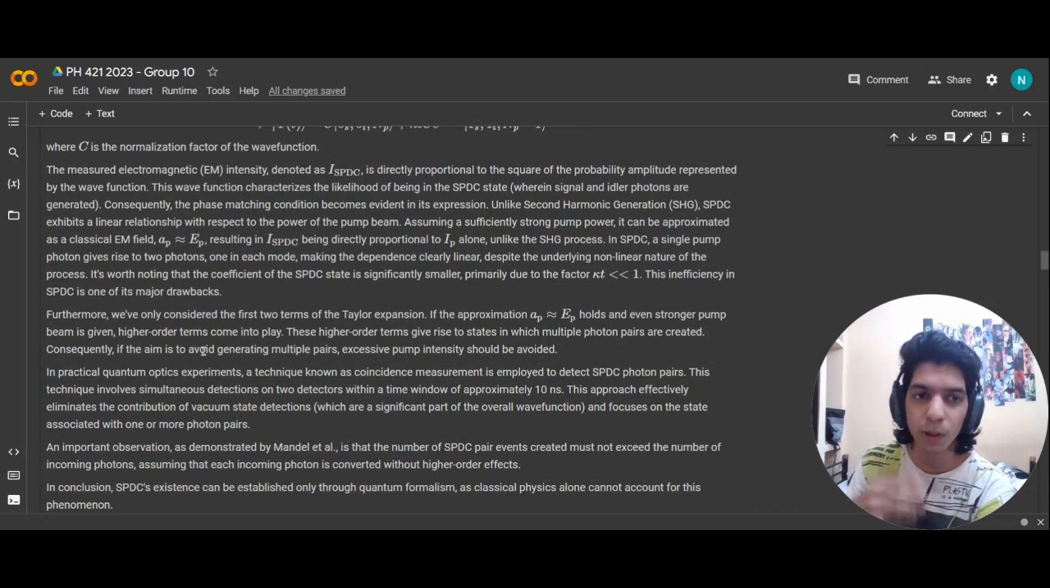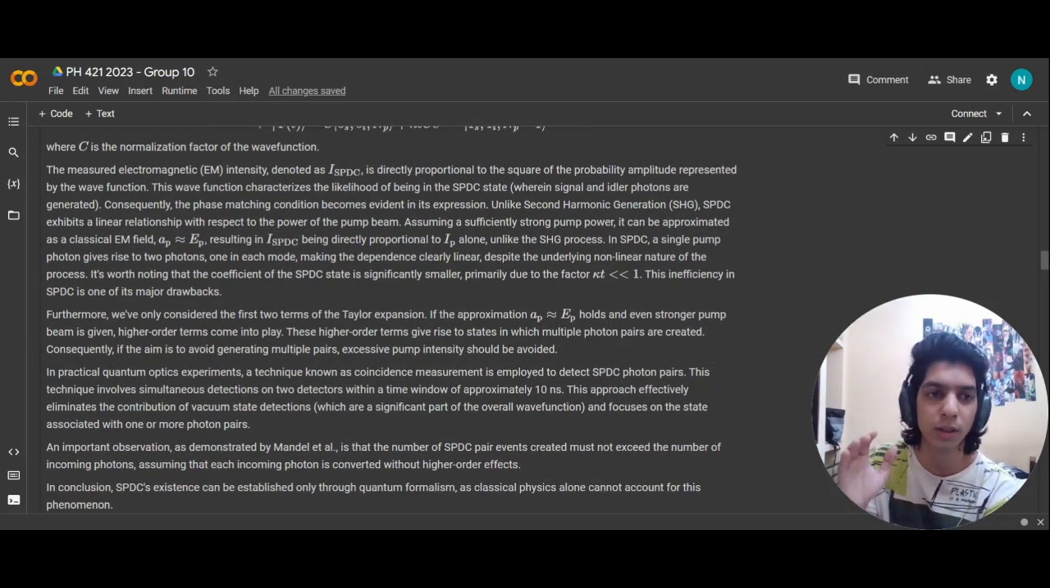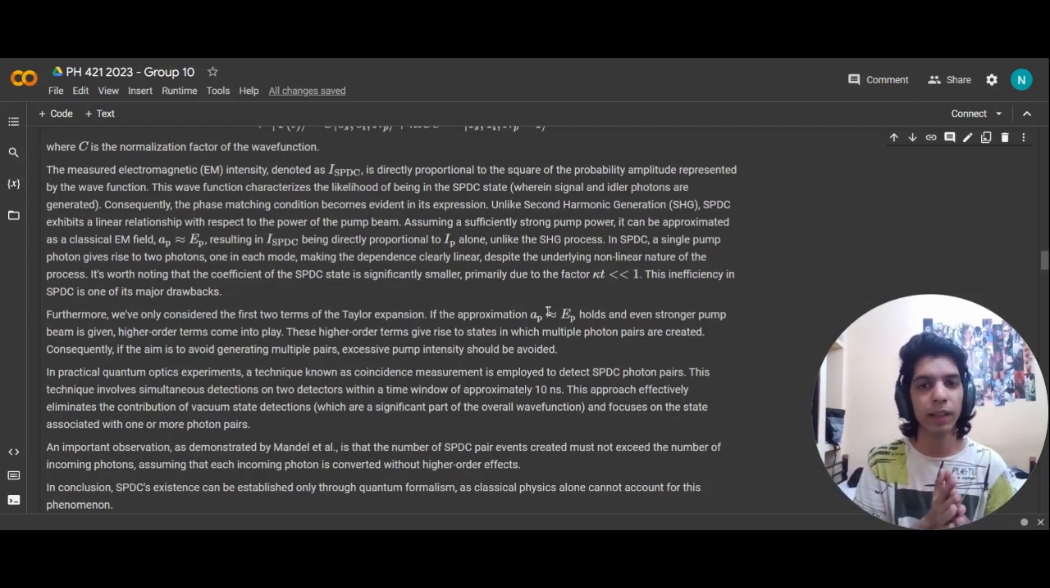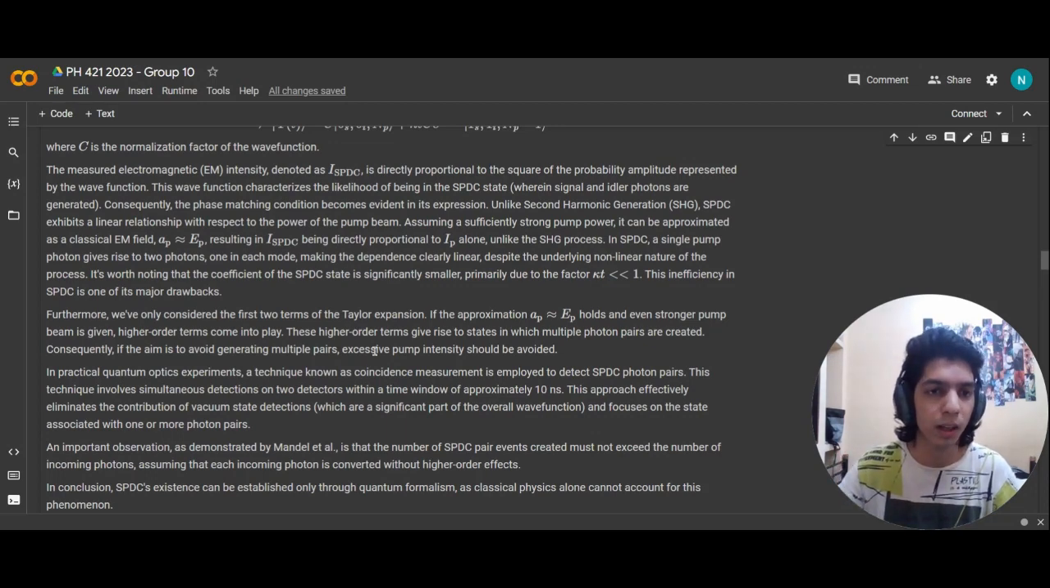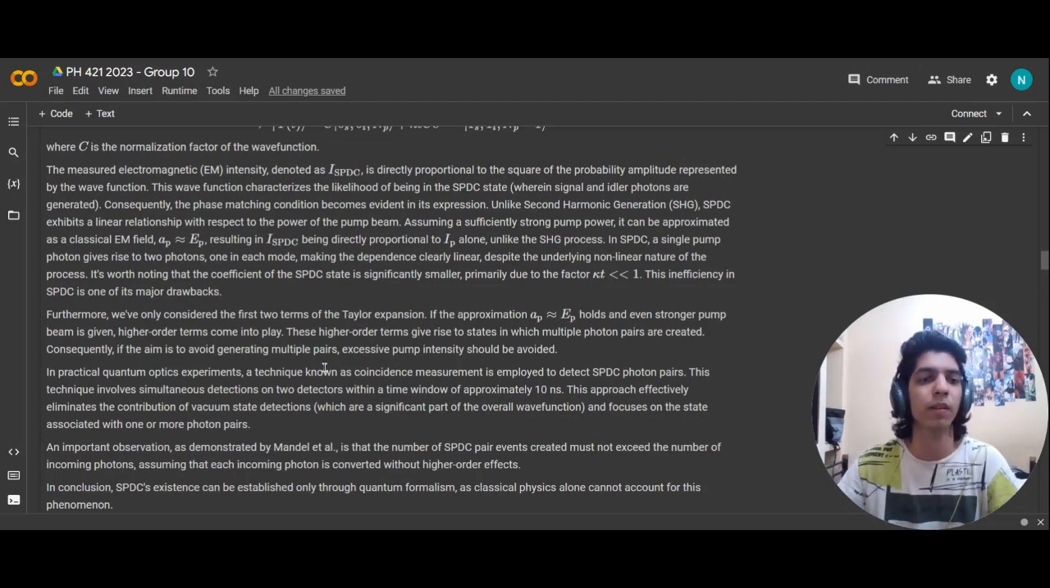So if you don't want that to happen, then we have to restrict a little. We have to get an upper bound on the pump beam, because we might think that if we just keep increasing the pump beam, then we will get more probability of getting SPDC, but we can't do it if we want to avoid generating multiple pairs.